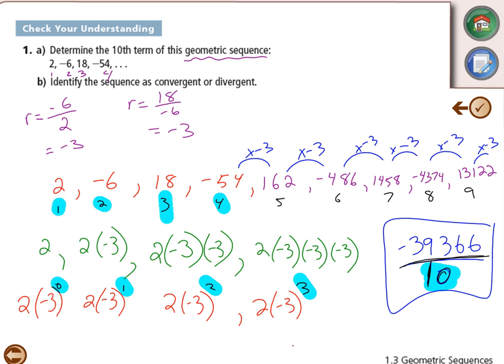Well, what do you think 10th term is going to be? Hopefully you're able to see that pattern emerge right there, that it's going to be the original 2 multiplied by that ratio to the exponent of 1 less than 10, which is 9. Punch that into your calculator. You're going to see you're going to get the same answer.